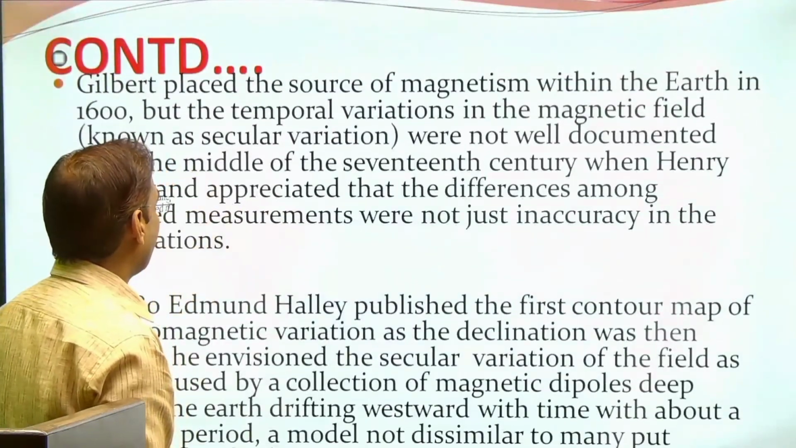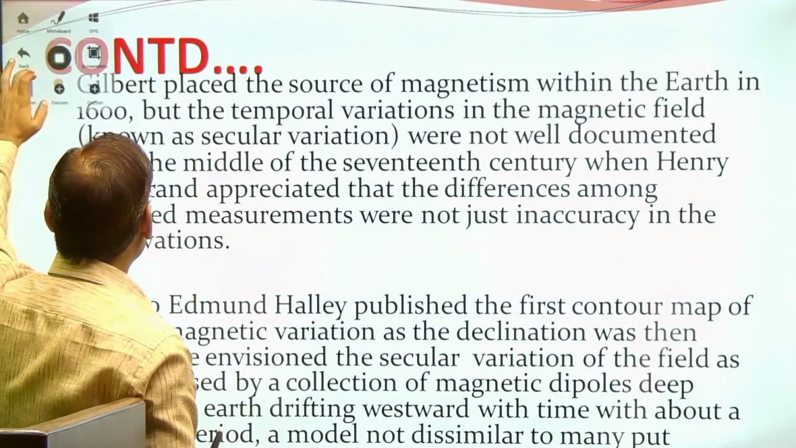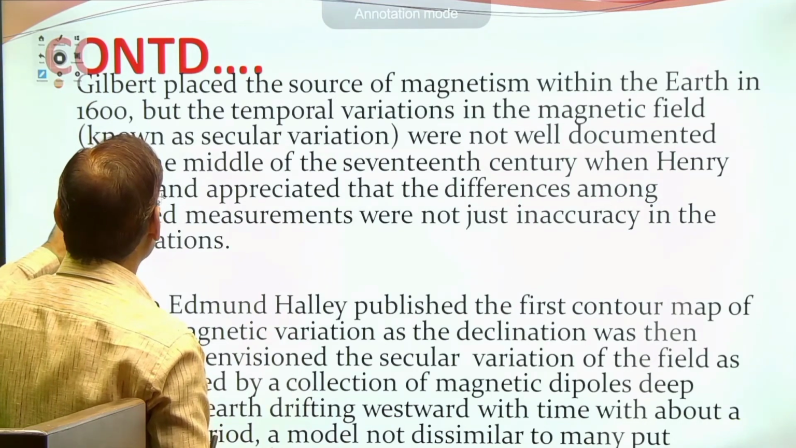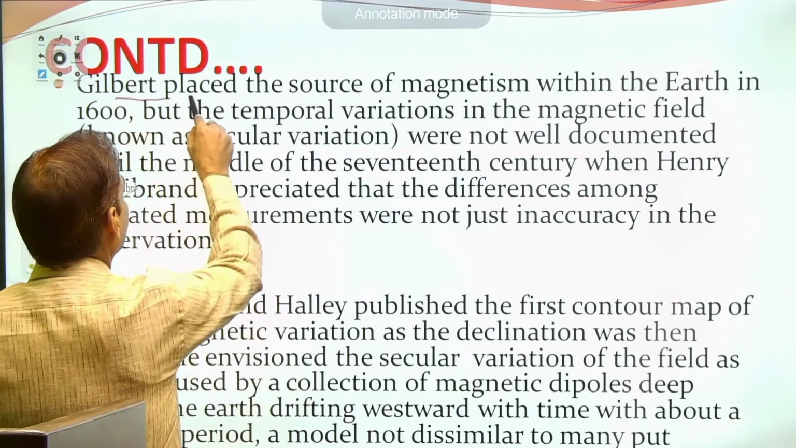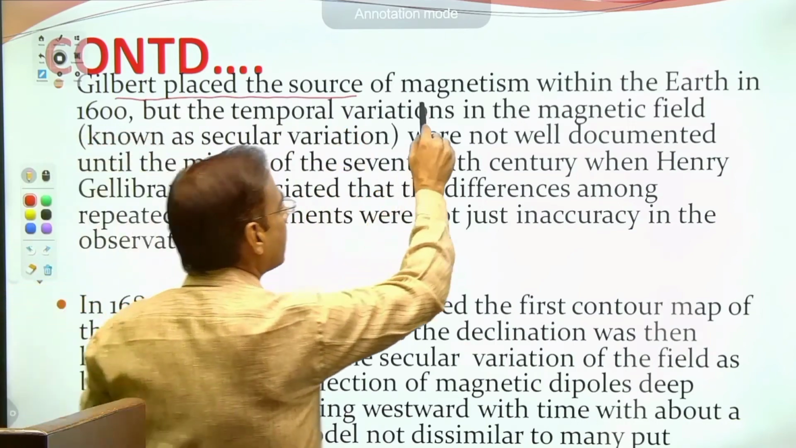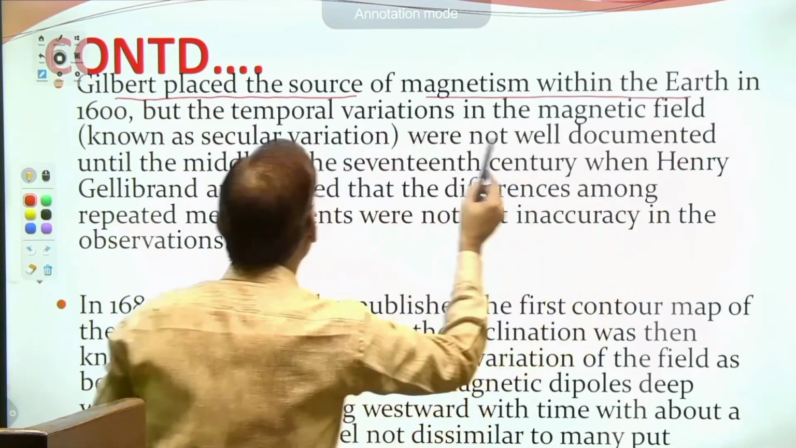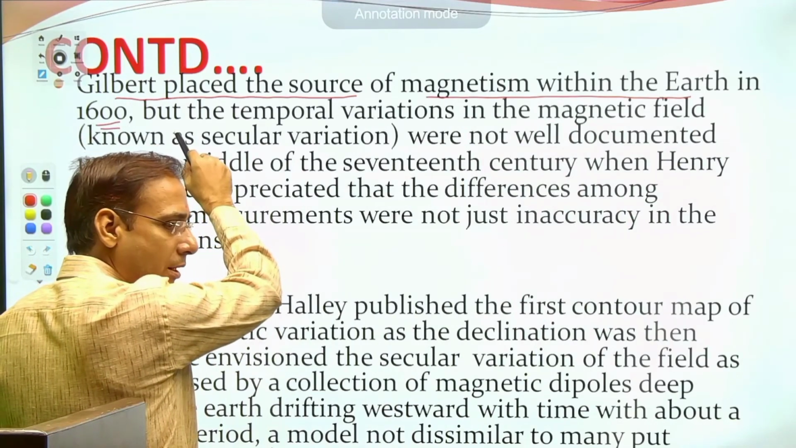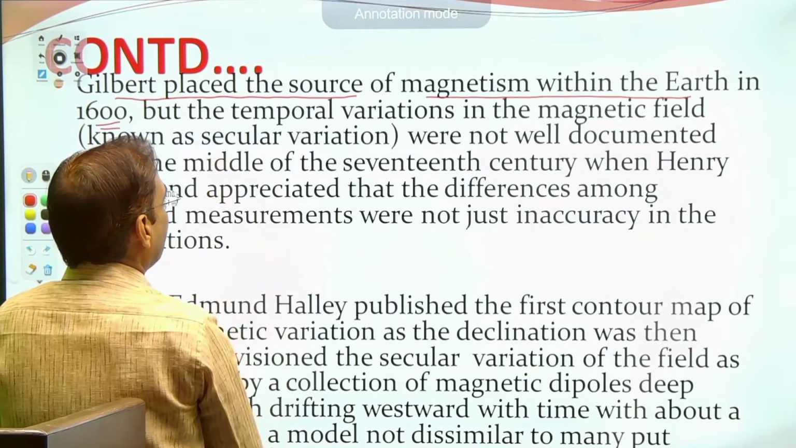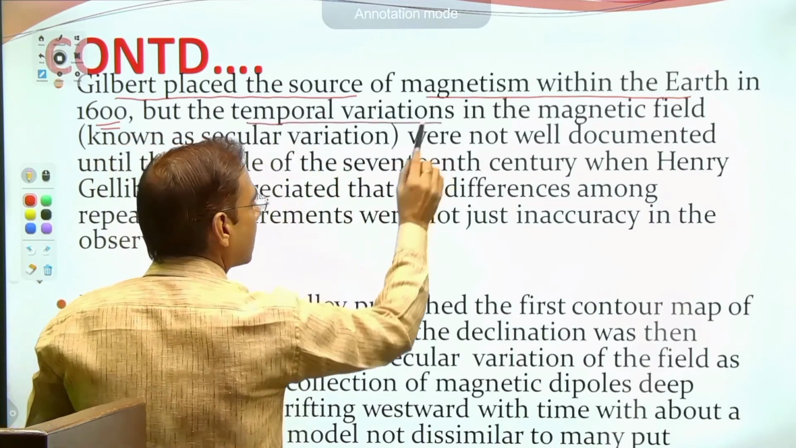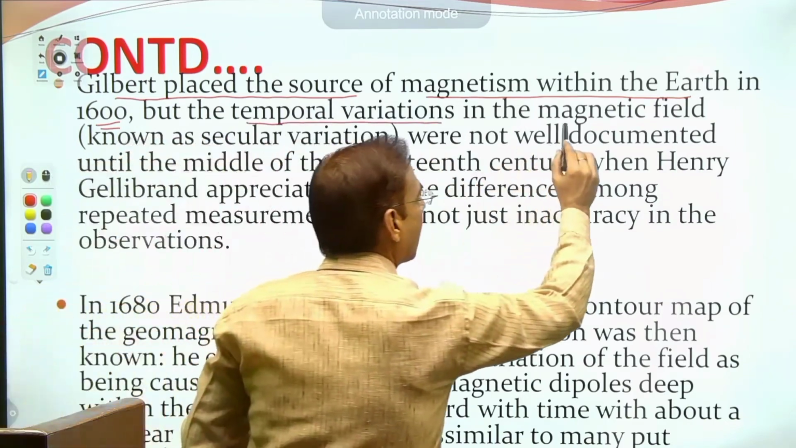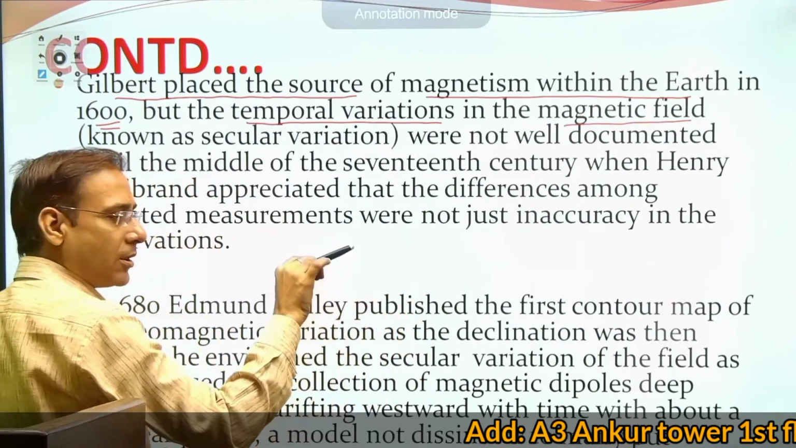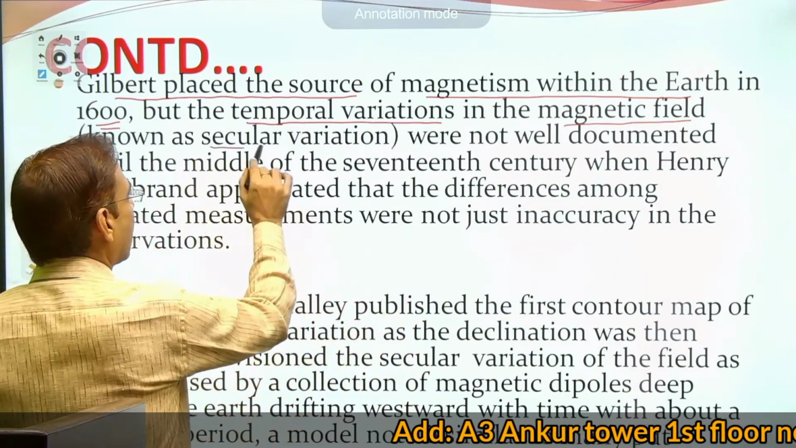Now, when you look at Gilbert's studies, I had already quoted Gilbert. He placed the source of magnetism within the earth in 1600. He was the physician of Queen Elizabeth I. But temporal variations are also observed in the magnetic field. That temporal variation in physics is known as secular variation.